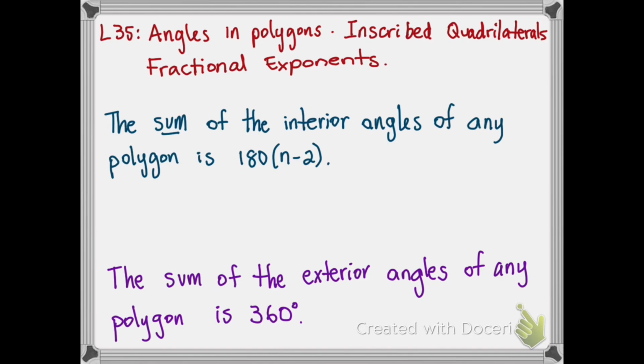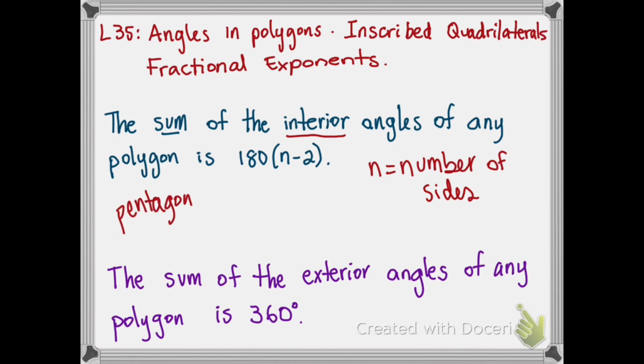So the first thing that we have to remember is that the sum of the interior angles of any polygon is found by multiplying 180 times the number of sides minus 2. So for example, a pentagon has 5 sides. So the number of sides, or n, is 5. So what we're going to do is multiply 180 times 5 minus 2, which is 3. And 180 times 3 is 540.